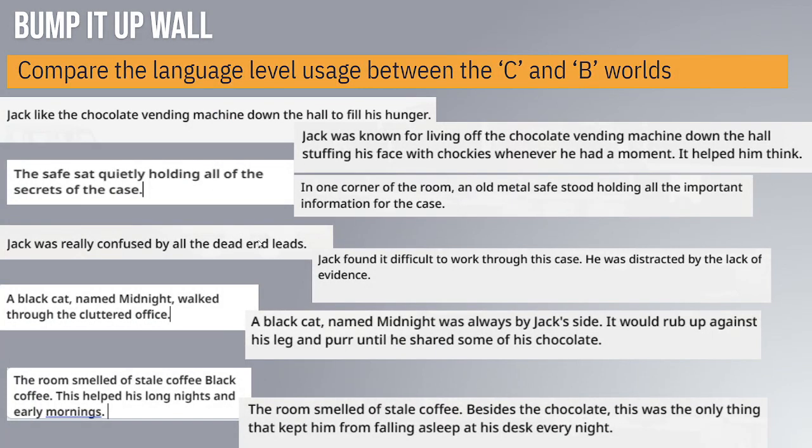Then if we go back to another example: the safe sat quietly holding all of the secrets of the case. Nice little bit of personification there. In the corner of the room, an old metal safe stood holding all the important information in the case. So in this B range, no real figurative language, it's just straight to the point descriptive language.